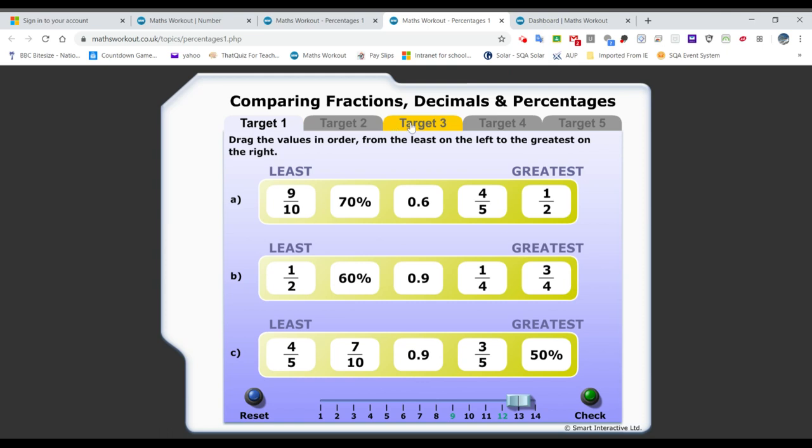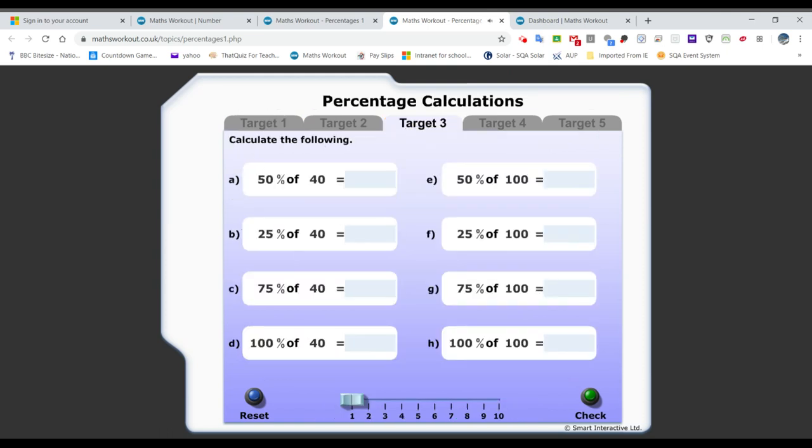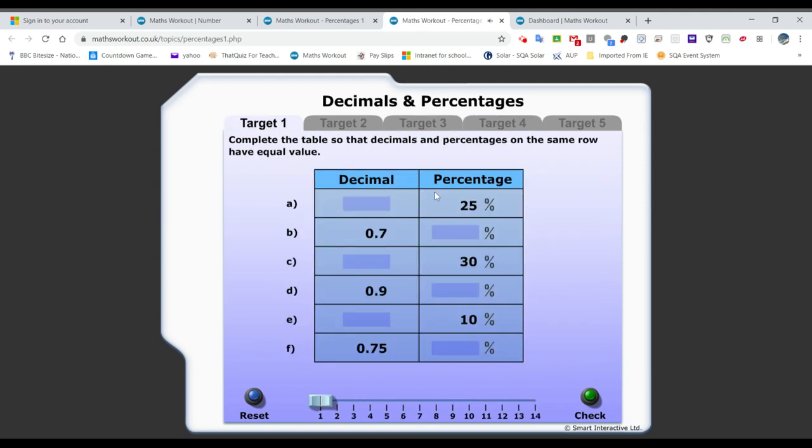You're not going near target 2. If you want to do more calculations non-calculator, finding percents, that's target 3, and with the calculators, target 4. But what I want you to focus on, if you want to spend any more time, is target 1. Okay, enjoy, and I hope you have a lovely week.